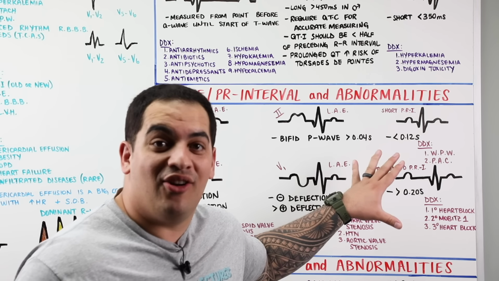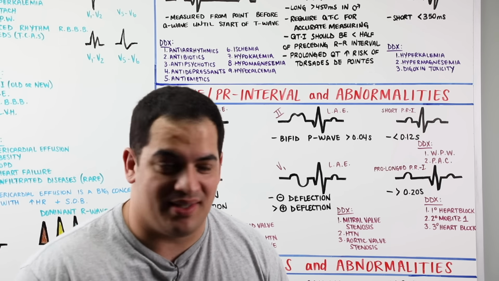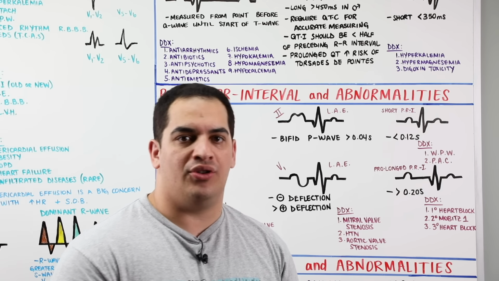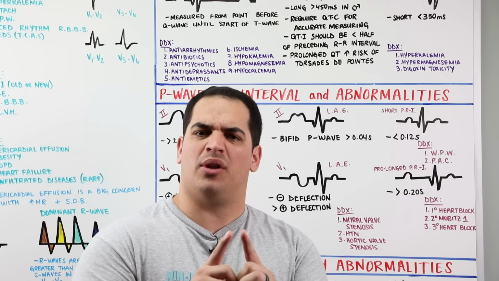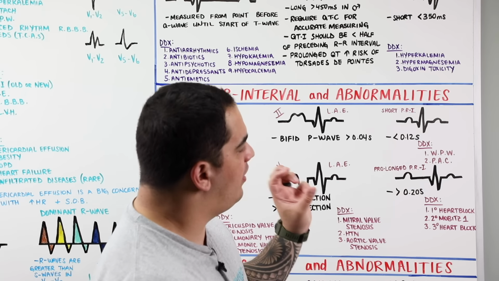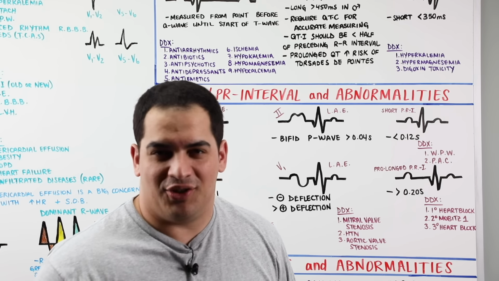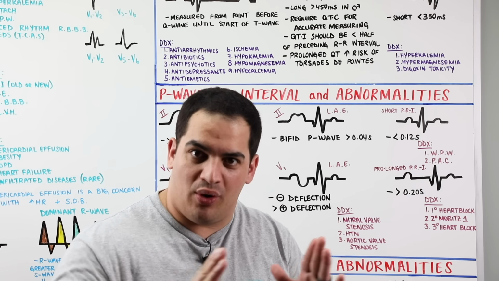All right, so now let's talk about the PR interval and any abnormalities that may be present there. A short PR interval is less than 0.12 seconds. Again, that's 3 small boxes. If it's shorter than that, that could be indicative of Wolff-Parkinson-White syndrome. Wolff-Parkinson-White syndrome does have that shortening of the PR interval.